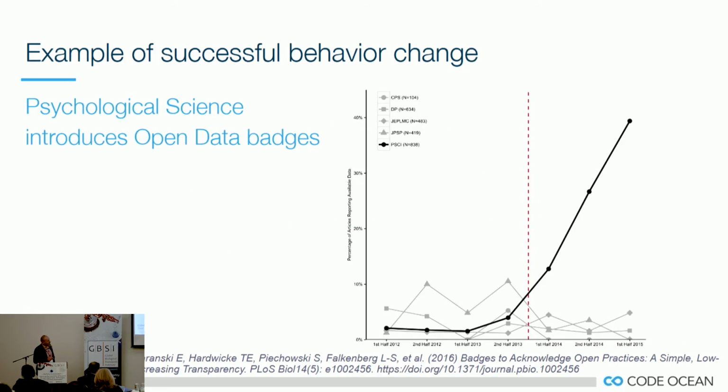This is my last slide, almost the last slide. This is an example of a change that the Psychological Science Journal did, introducing open data badges. And you can see what happens here from an adoption of less than 5%, reaching almost 40%. So this is an example of things that we can do as part of the ecosystem to reach more open data, open science, and reproducibility.